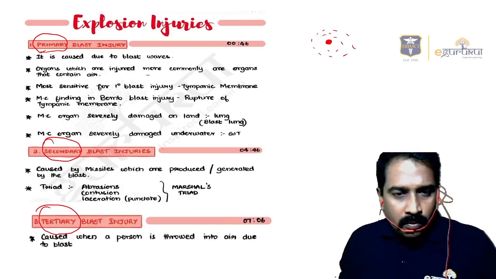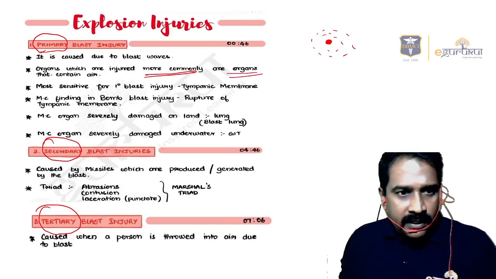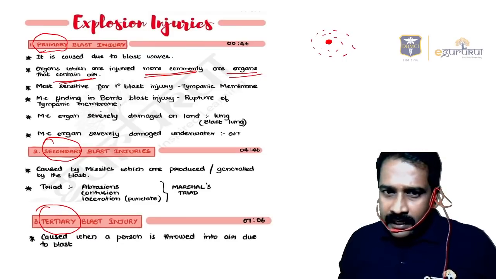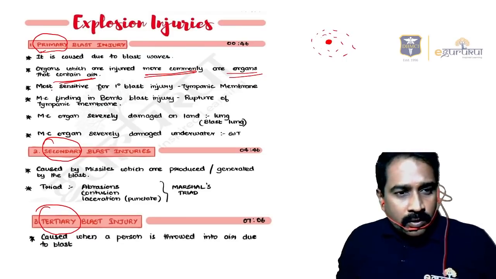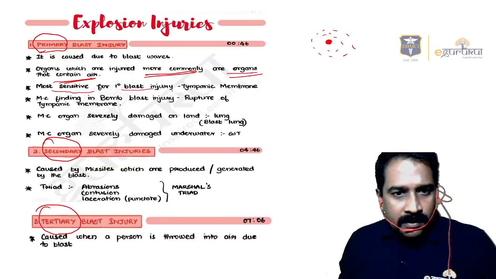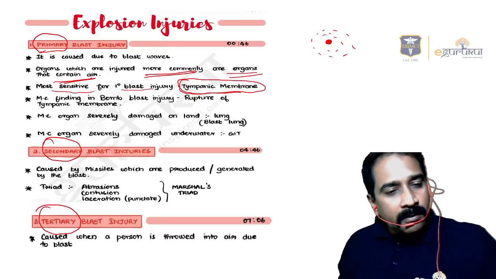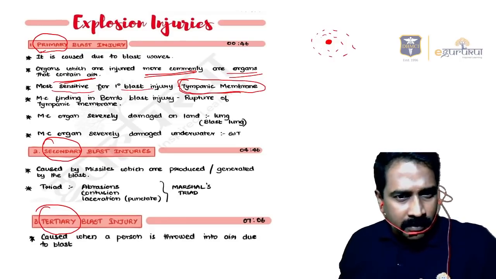Organs which are injured most commonly are the organs filled with air, which contain air. So the most sensitive for primary blast injury is the tympanic membrane. All these are repeated questions for you. Most sensitive for the primary blast injury, tympanic membrane.